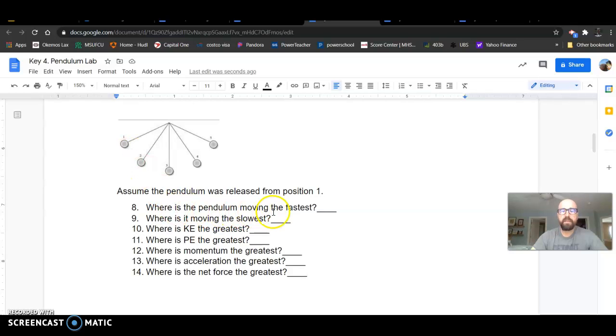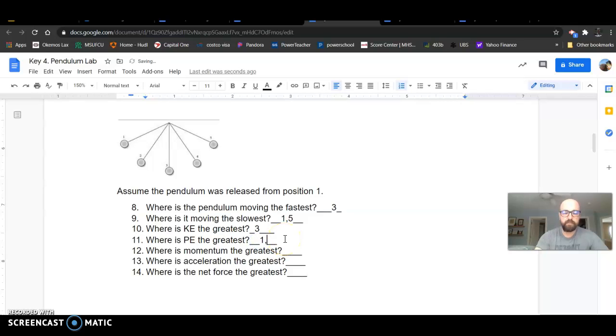And then here, reviewing some things that I wanted you to try to understand. Where's the pendulum moving the fastest? That's at position 3. Where's it moving the slowest? This would be position 1 and 5. And kinetic energy is the greatest where it's fastest. So a little review of this stuff.